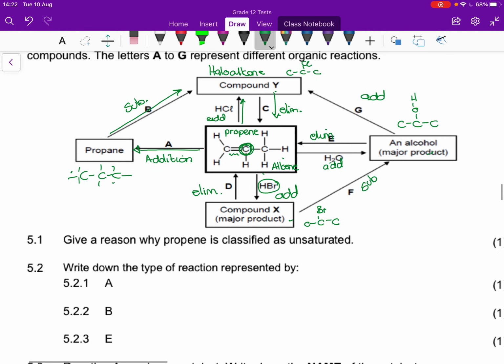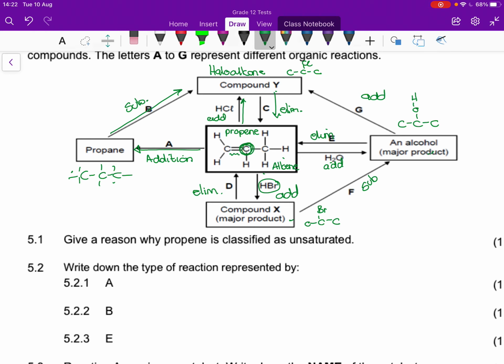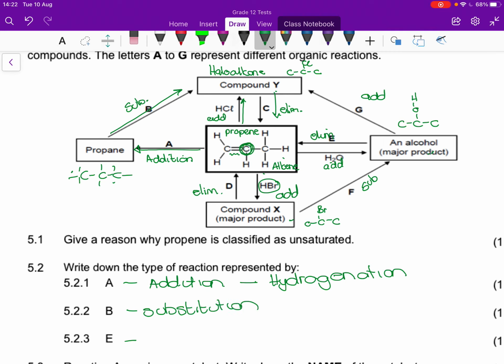Then they say, oh wait, what type of reaction is A? Hang on, we did that. It's addition. Now, if I wanted to know what type of addition, it's hydrogenation, because I just added a hydrogen, but you didn't need to give me that. B, oh look, substitution, which is great. And E, which was this one, was an elimination reaction, and for that one you could have also told me that it was a dehydration reaction because I'm taking off H2O.